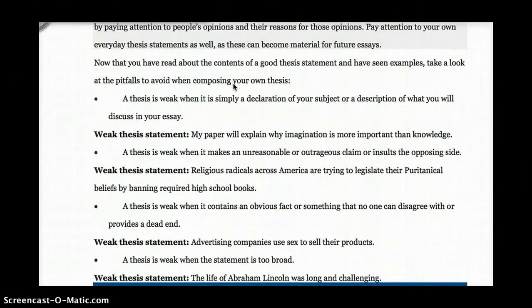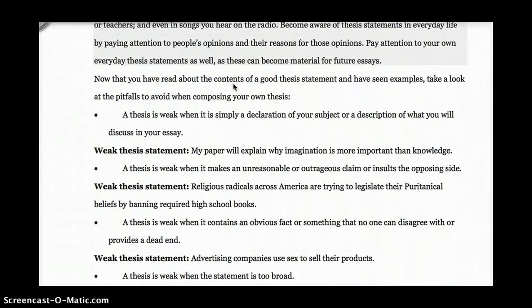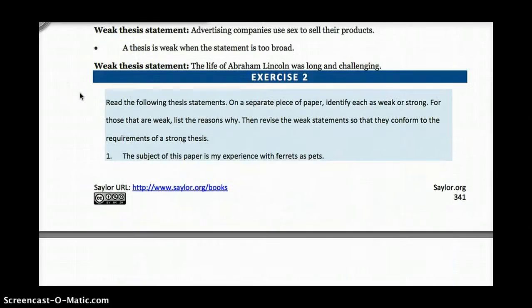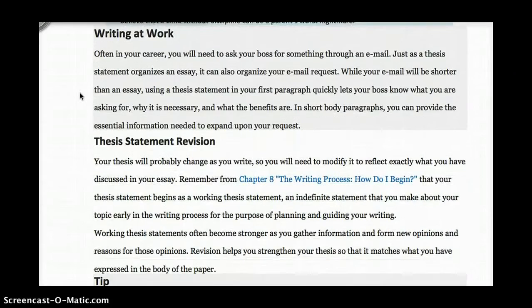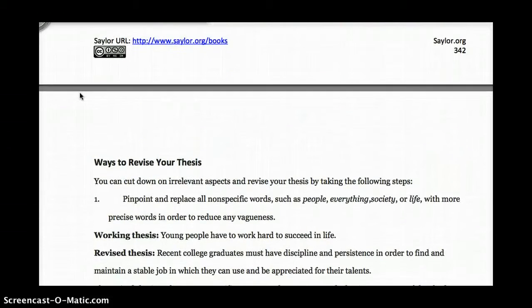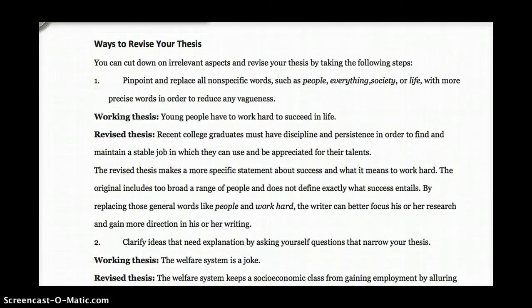The next section I want to get into is weak thesis statements, which are frequently where we start. We start off with a pretty weak thesis statement, and then we'll hopefully over time revise that thesis statement and end up making it quite a bit stronger. And so there's some strategies down here for thesis statement revision. So let's take a look at these. Ways to revise your thesis. This is a really helpful portion of the reading.